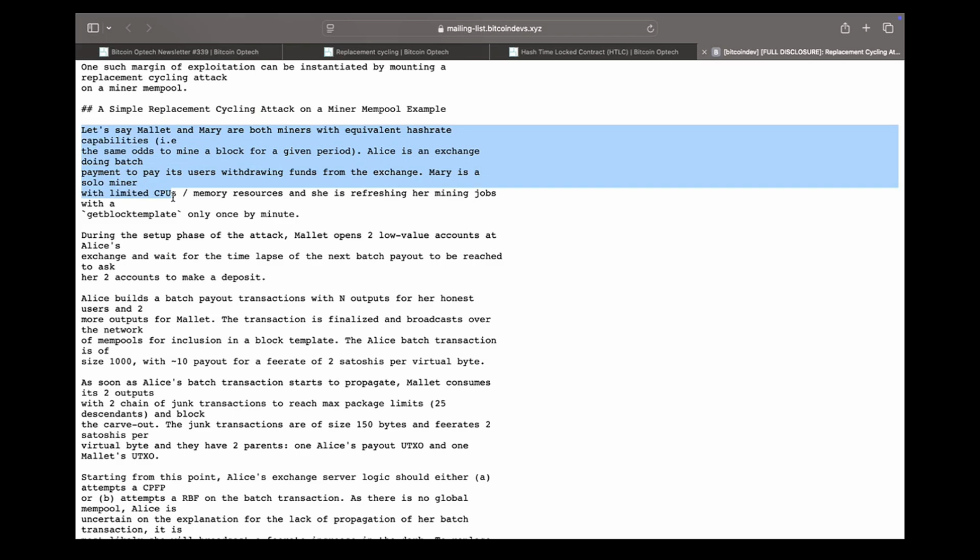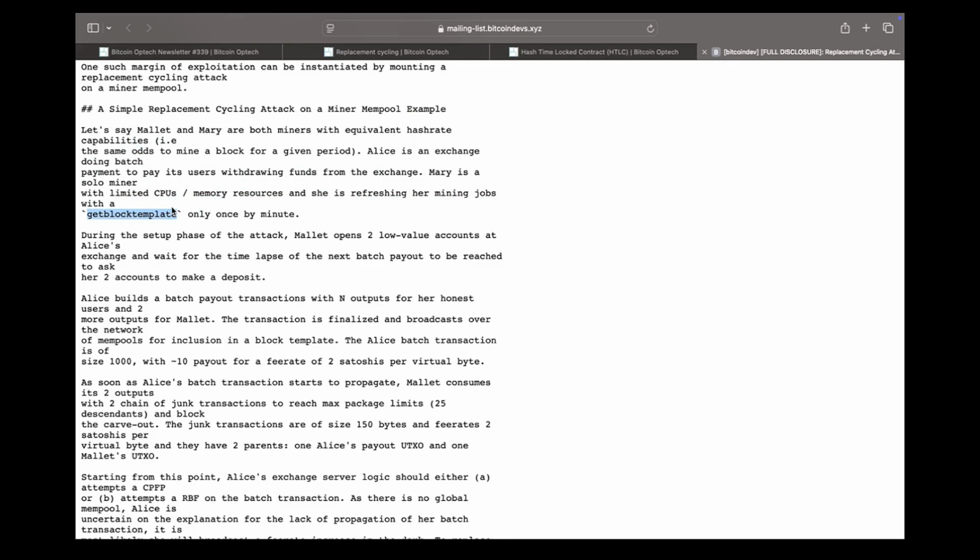Mary is a solo miner with limited CPU, memory resources, and she's refreshing her mining jobs with a get block template only once per minute, right? So Mary is a solo miner, okay, and Mary is refreshing her mining jobs with a get block template only once per minute. Usually, miners create new block templates every once in a while, right? Because you constantly have to change your nonce to guess what the valid nonce is, right? So we can't go into details of how mining happens, assuming that most of you understand Bitcoin mining at a higher level, right? So usually there is this command get block template, right?